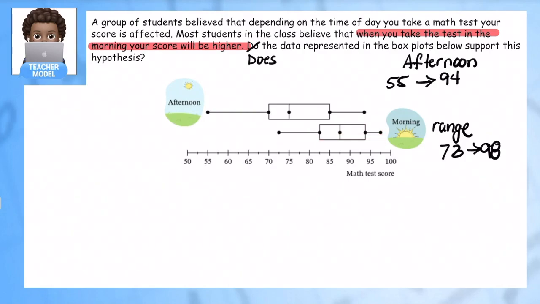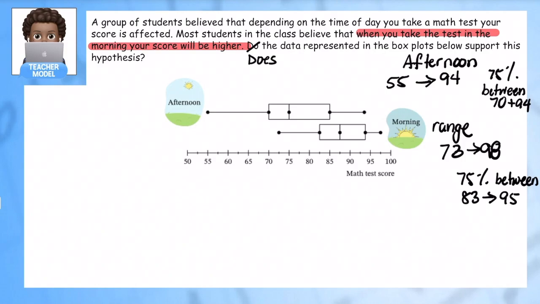Versus if you look at the afternoon group, 75%, so from Q1 all the way to Q4, scored between 70 and 94. So that's compelling data. 75% between 70 and 94 versus the morning 75% between 83 and 95. So that's a big cluster.